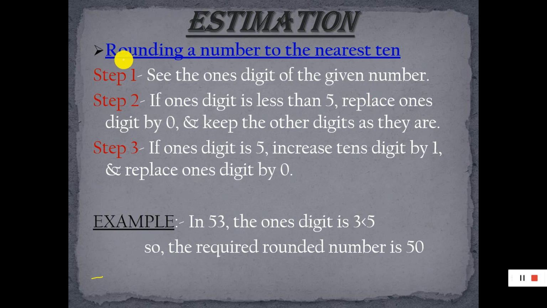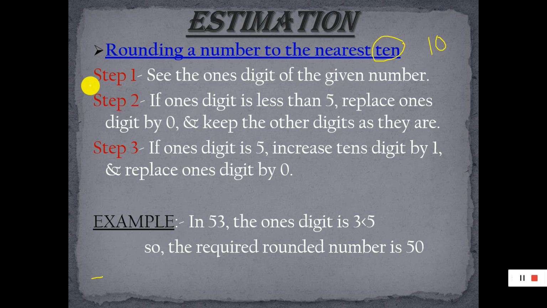So let's start with rounding a number to the nearest 10. Nearest 10 means, you know what 10 is. So how can you write the nearest 10, or how can you estimate the numbers?